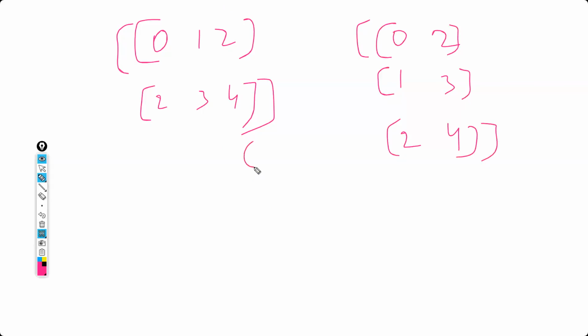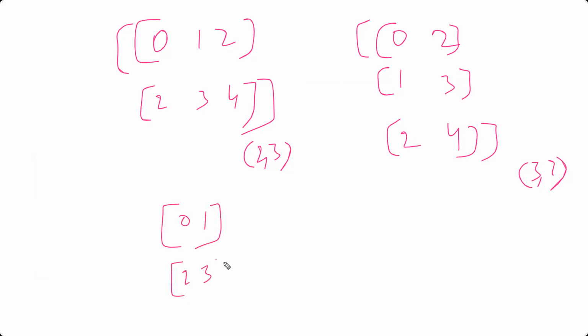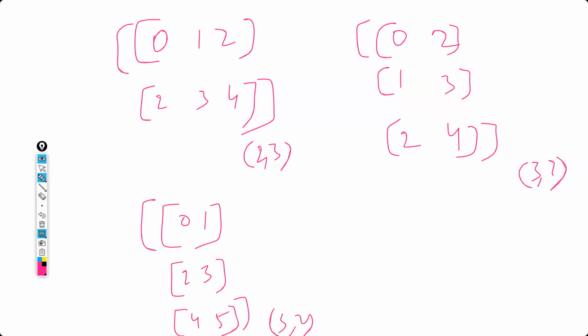So here you are going to get the shape. What is the shape of this one? 2, 3. What is the shape of this one? 3, 2. For example, 3 by 3 is there. Sorry, 3 into 2. For example, let us take 0, 1, 2, 3, 4, 5. This is 3 by 2. Convert this one: what is the first row? 0, 1. What is the second row? 2, 3. What is the third row? 4, 5.